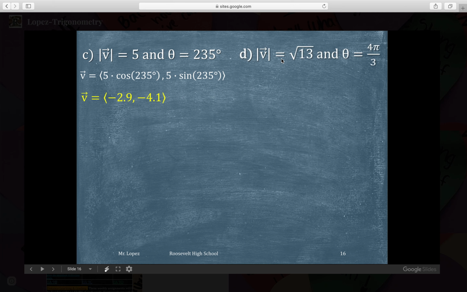Same thing here. The vector magnitude is square root of 13. The angle in radians is 4 pi by 3. Again, just plug it into the formula, get a calculator, and you get the x component as negative 1.8 and the y component as negative 3.1.